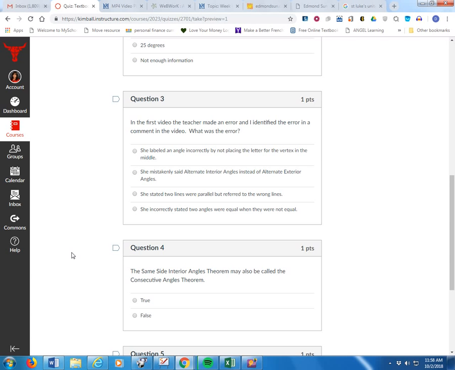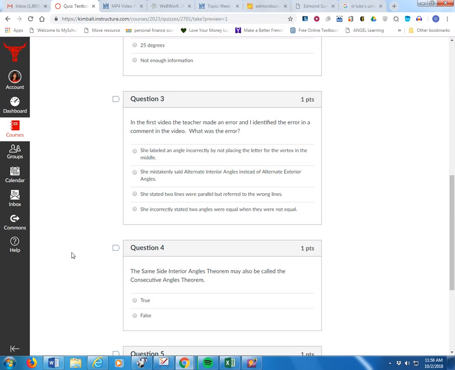Okay, so she probably had more than one angle at that vertex, and she probably called it angle A instead of the full name with 3 letters. Remember, you can only call it one letter if it's the only angle at that vertex. If there's more than one, you have to use all 3 letters.